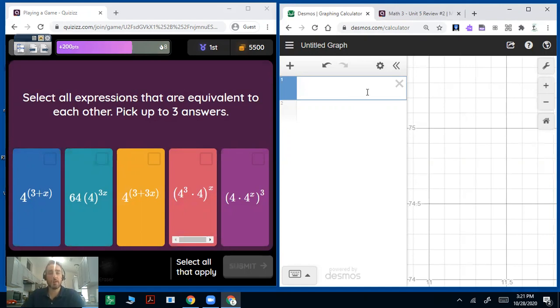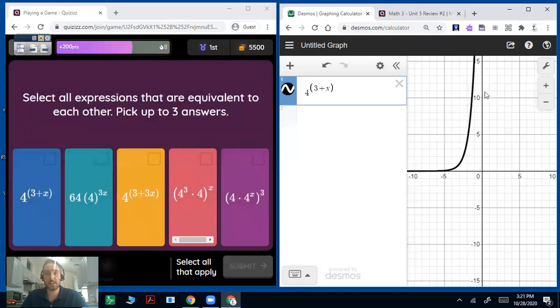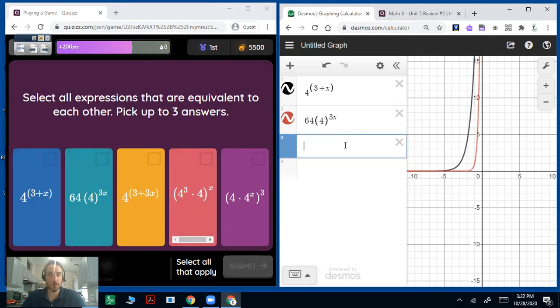So what I'm going to start with is just typing in the exponential graphs one at a time. Click home so you can see a graph, and you can see this first one is exponential growth here. And then the next one, 64 parentheses 4 raised to the 3x. You can see that that's different. So these two are not equivalent. So let's keep those two on there.